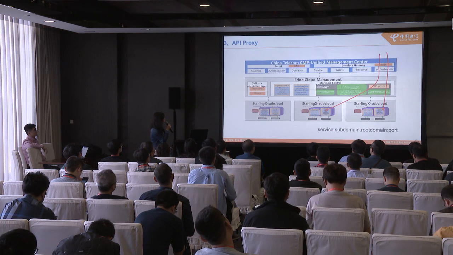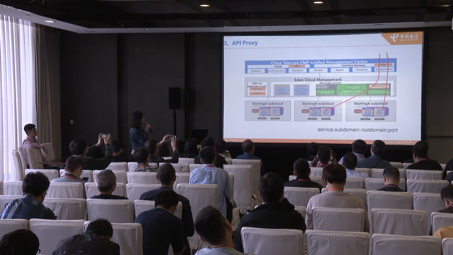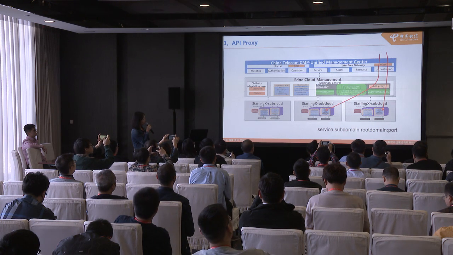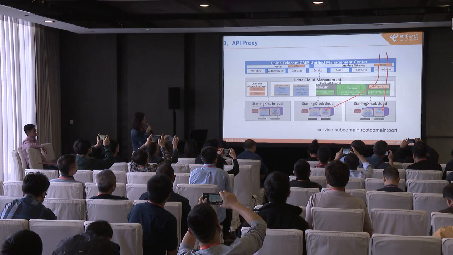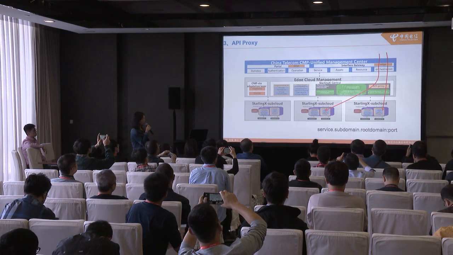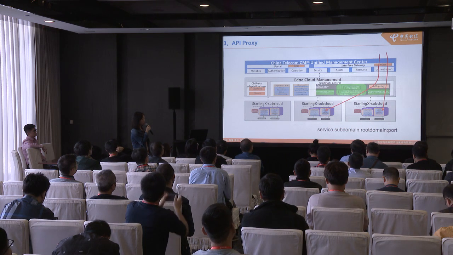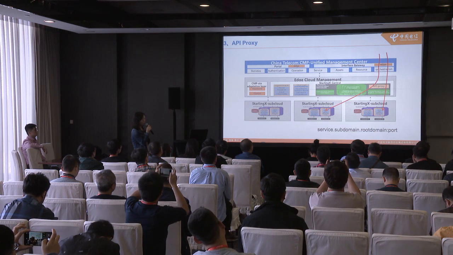The third one, the API proxy. We add an API proxy, an NGINX reverse proxy, in the StarlingX Central to receive the API requests of OpenStack services in a unified way and schedule the services to the corresponding StarlingX subcloud.